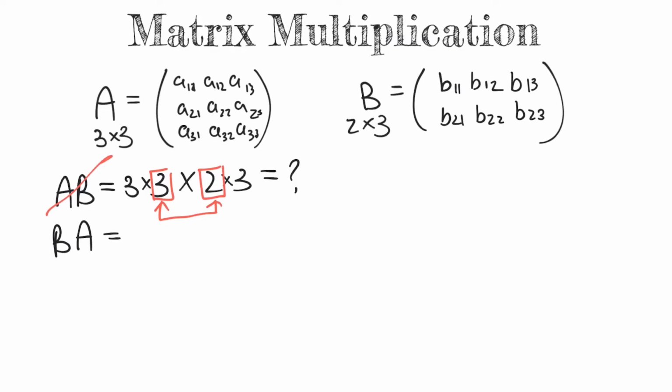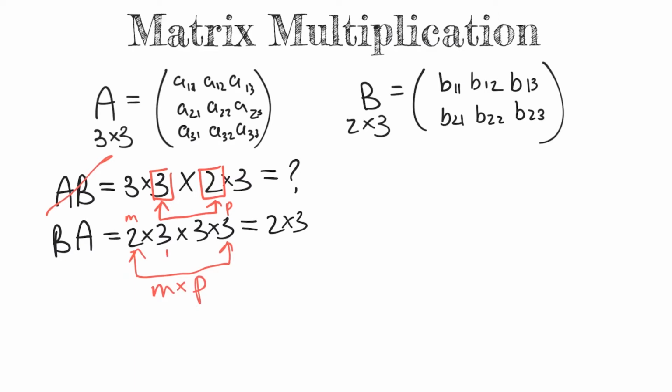That is going to be a 2 by 3 matrix multiplied by a 3 by 3 matrix, and that gives us a 2 by 3 matrix. So the size of the new matrix is defined as the number of rows in the first matrix and the number of columns in the second. If this were M and this were P, this would be M times P. And as you can see, the number of columns here equals the number of rows here, so this is a valid operation.